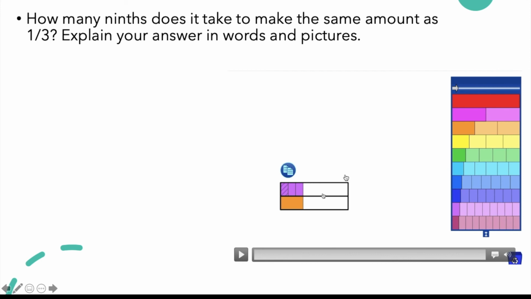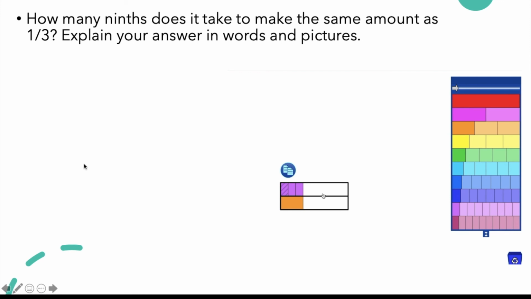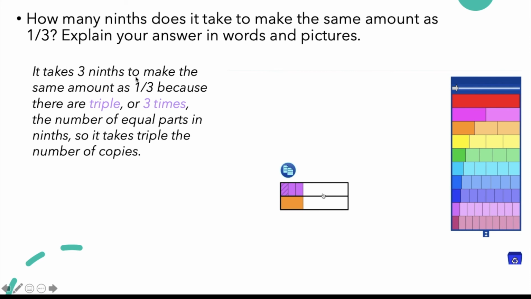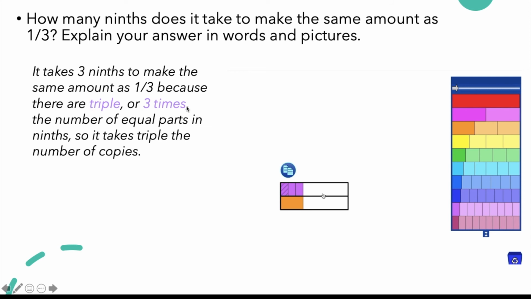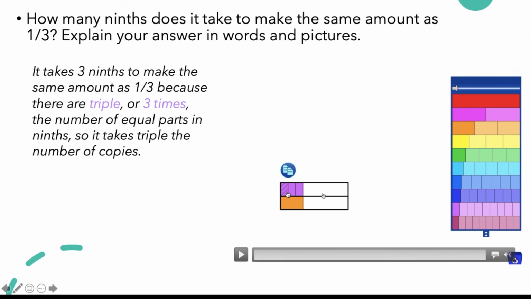So now I need another sentence because again, I've got this wonderful picture, but they asked for words and a picture. So I've got my picture here with my fraction strips. Now I need to explain to them what my picture means. Again, they had a pretty awesome sentence in the example, so all I'm doing is filling in the appropriate word. That's okay. It takes 3/9 to make the same amount as 1/3 because there are triple or 3 times the number of equal parts in ninths, so it takes triple the number of copies. I told them exactly what this picture shows. For every third, there are 3/9.